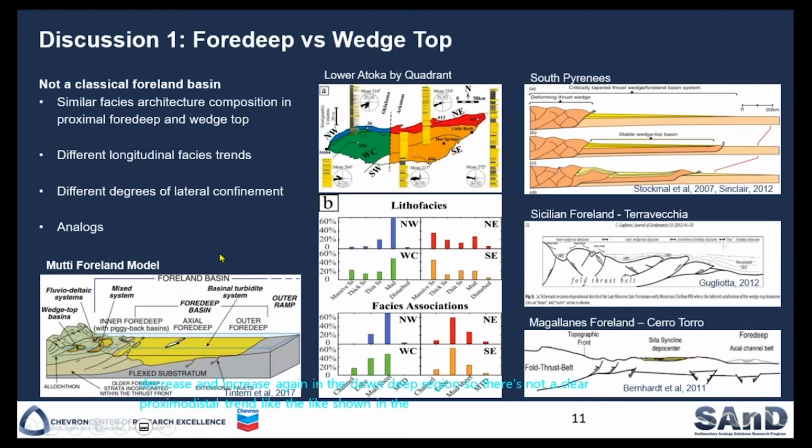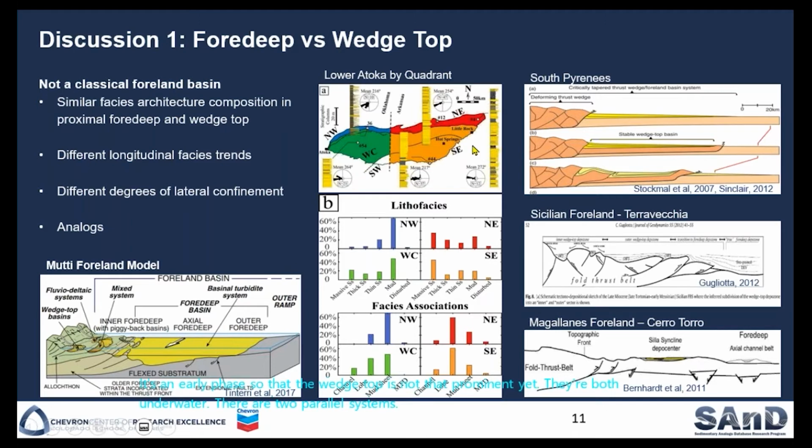So, jumping into a discussion here: why is there a contrast in the longitudinal facies distributions in the Foredeep and the wedge top? Part of that is because this basin is not a classical multi-foreland basin. It's an early phase, so the wedge top is not that prominent yet. They're both underwater. They're 2 parallel systems.